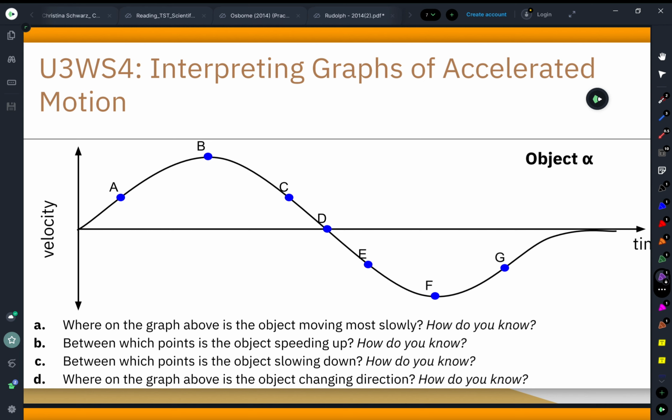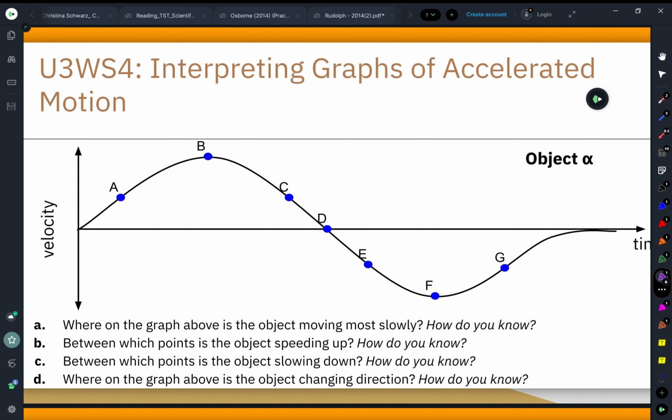Unit 3, Worksheet 4, Interpreting Graphs of Accelerated Motion. So right now we're going to look at object alpha, which is not actually something that was printed out on this worksheet, but it's a variation of object A. Object A had the exact same graph shape, this curve-like function, but object A was a position versus time graph. What we have right here is a velocity versus time graph.